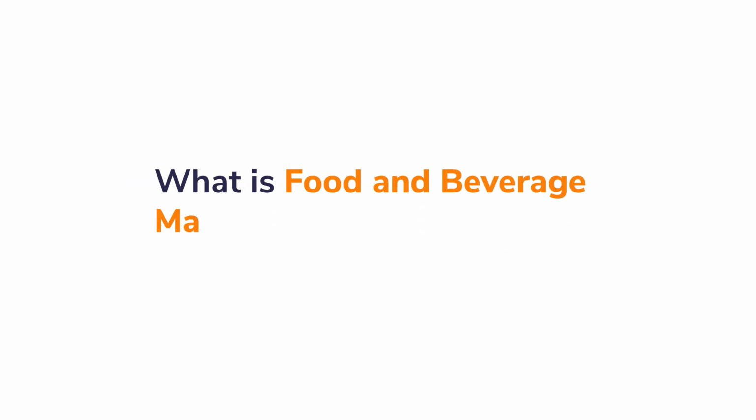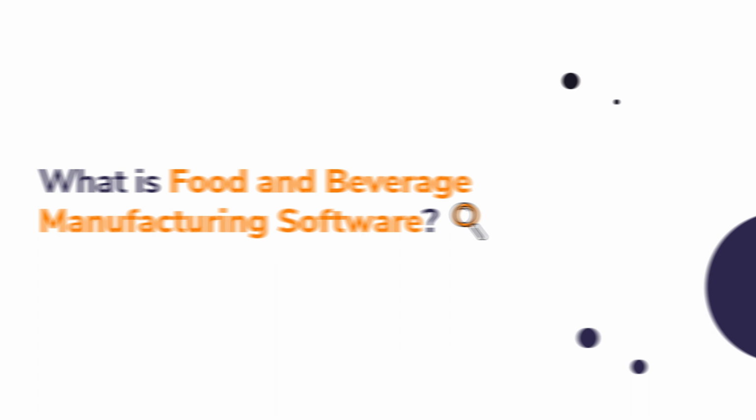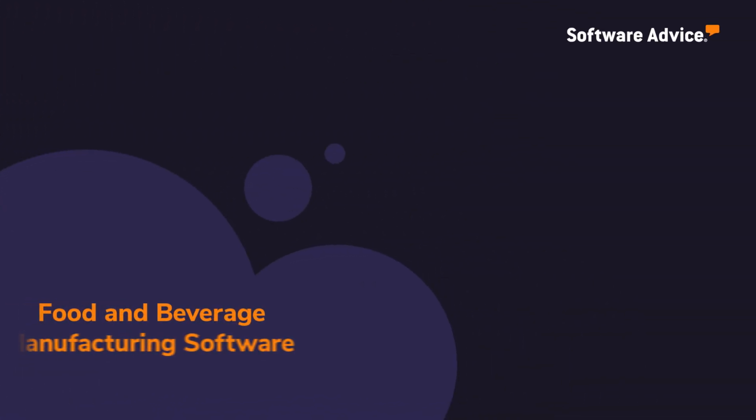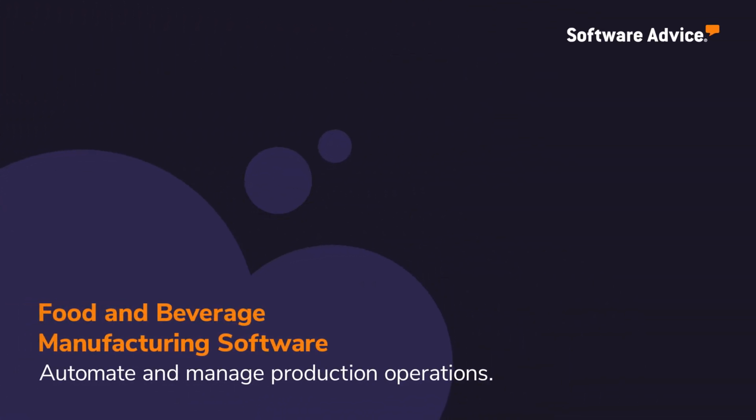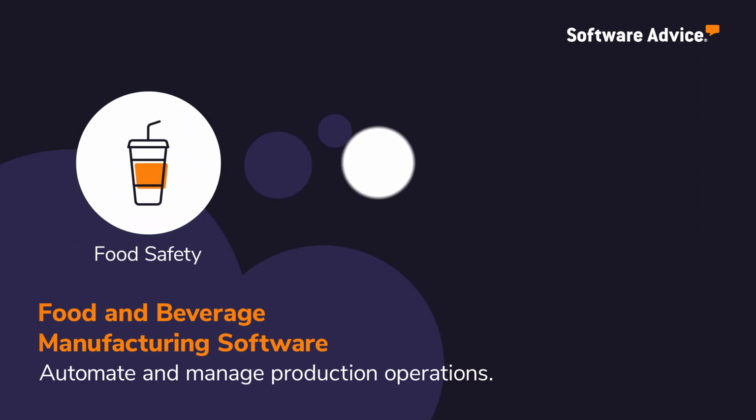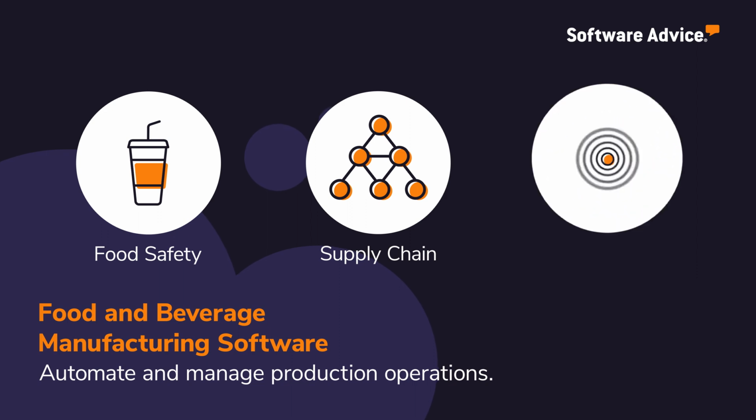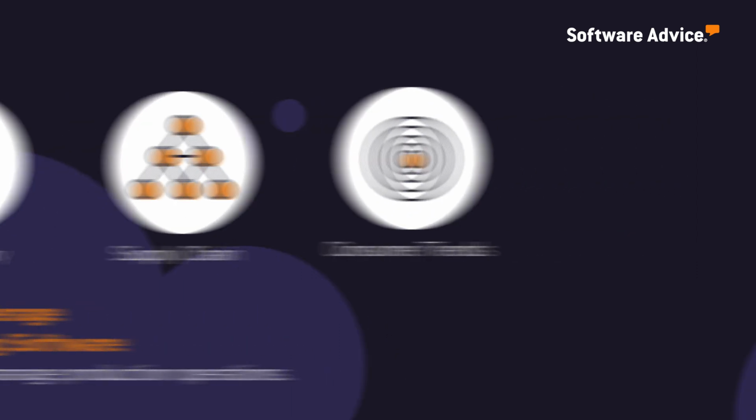What is food and beverage manufacturing software? Food and beverage manufacturing software automates and manages tasks related to quality assurance, financial resources, and HR in order to monitor food safety, improve supply chain operations, and respond to consumer trends.